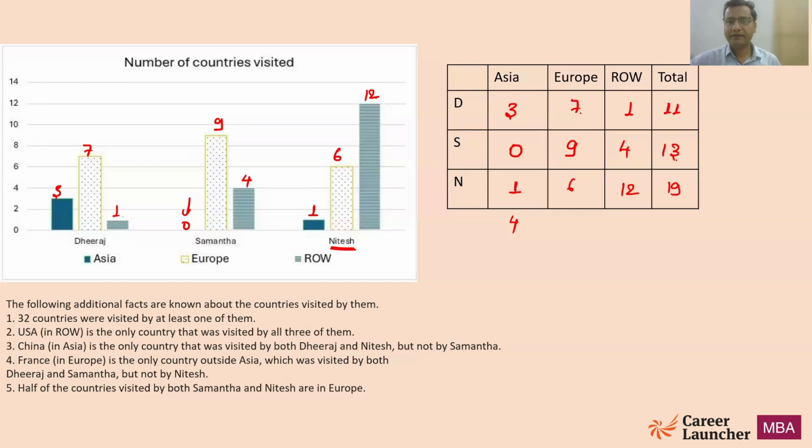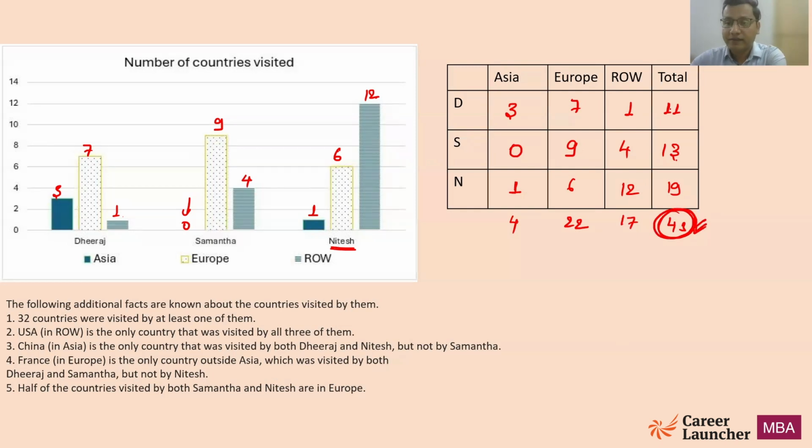At the same time, I can say in Europe, this is 9 plus 7, which is 16, plus 6 is 22. And for the rest of the world, this is 16 plus 1, 17. So a total of 26 plus 7 is 33, 33 plus 10 is 43. So the total number of visits is 43. This is a very important piece of information that we have derived.